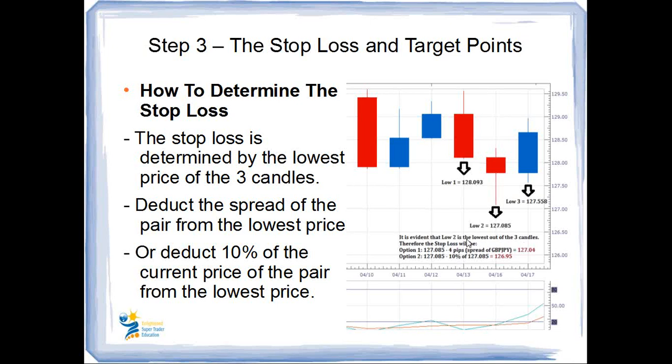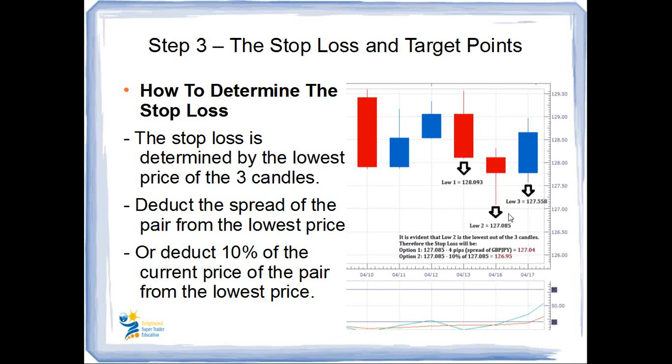so we're going to take this as the stop loss. We have different options because not everybody as a trader will have the same amount of risk. Someone who is more risk averse, then you need to just reduce the amount of spread based on the pair. So 127.08 minus 4 pips, 127.04 is your stop loss. Someone who can handle a bigger risk, then you take 10% of 127.085, then your stop loss is 126.95, right? So there are 2 different stop losses. Just to make it objective, what I tend to do is just use the low minus the spread, because in most cases the price wouldn't drop to that price point.